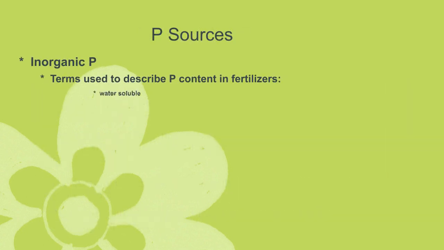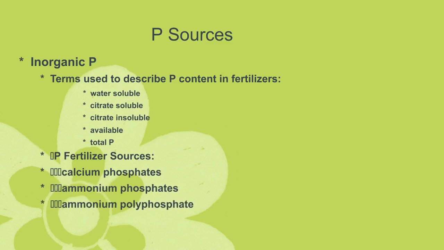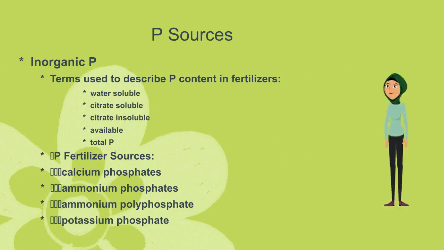Inorganic P, terms used to describe P content in fertilizers: water-soluble, citrate-soluble, citrate-insoluble, available, total P. P fertilizer sources: rock phosphate, calcium phosphates, ammonium phosphate, ammonium polyphosphate, potassium phosphate.